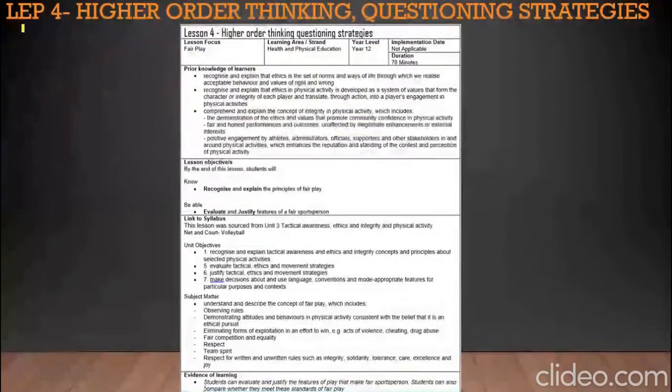The last lesson focuses on higher order questioning thinking strategies and will be completed during Unit 3, Tactical Awareness, Ethics and Integrity. The focus of this lesson is fair play. Students have prior knowledge of integrity, ethics, and fairness in relation to sport, so this should assist them in developing fair play models of sportsmen.